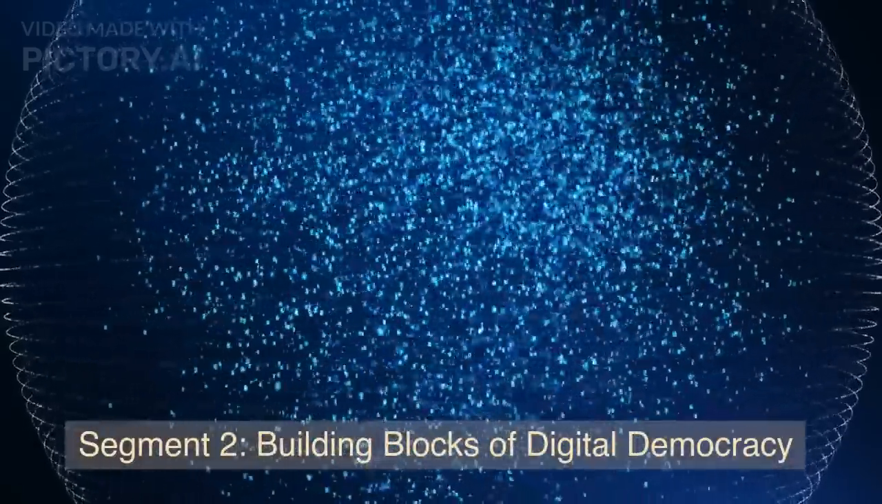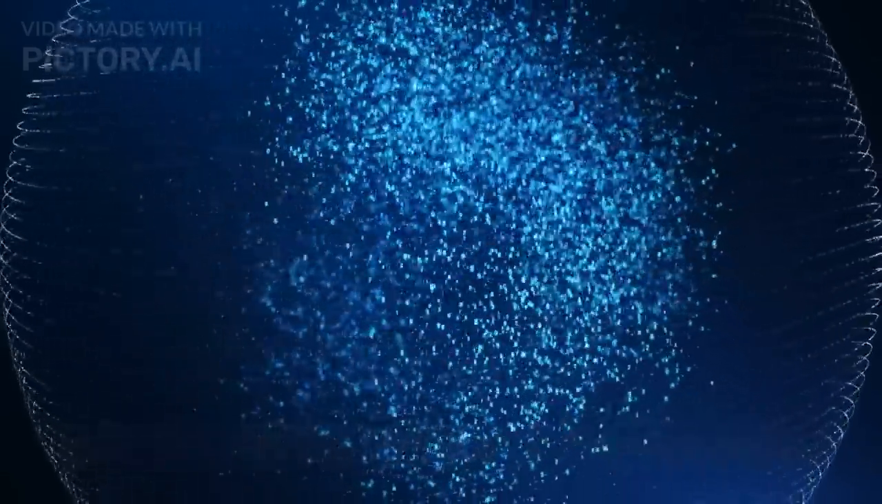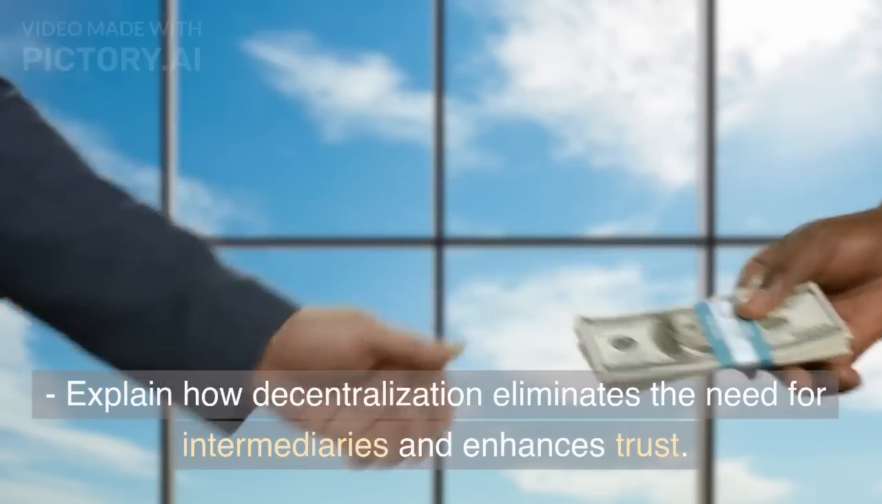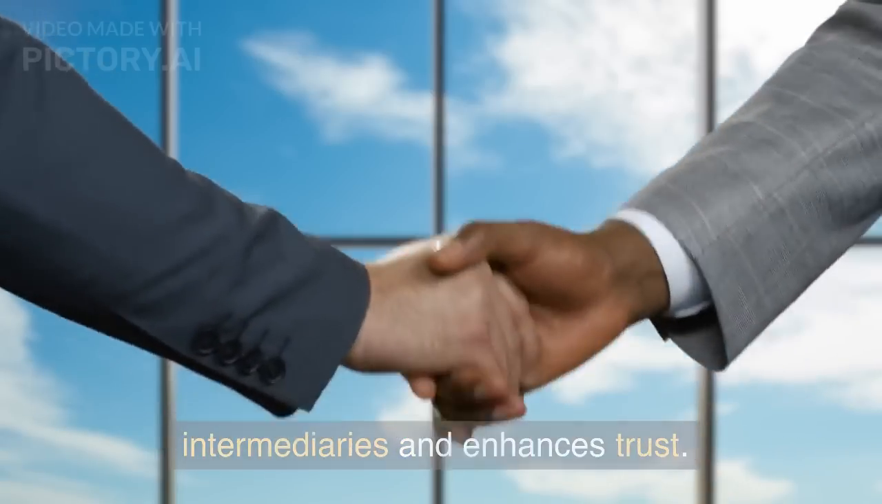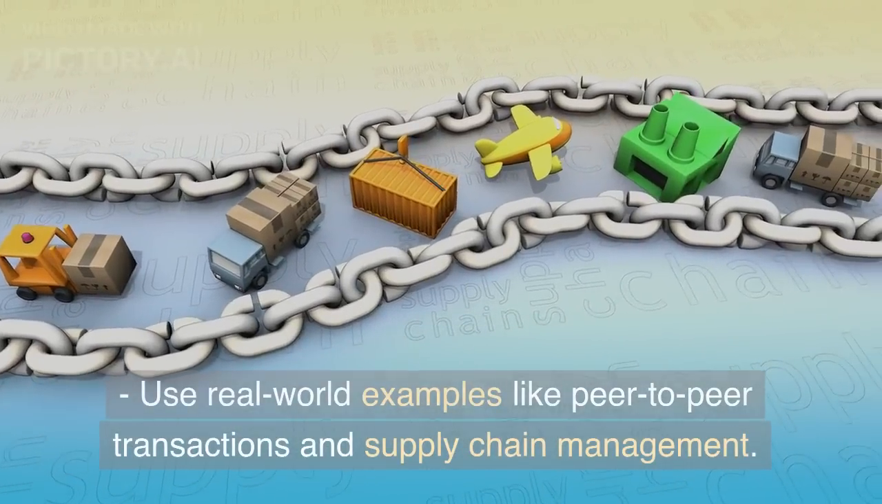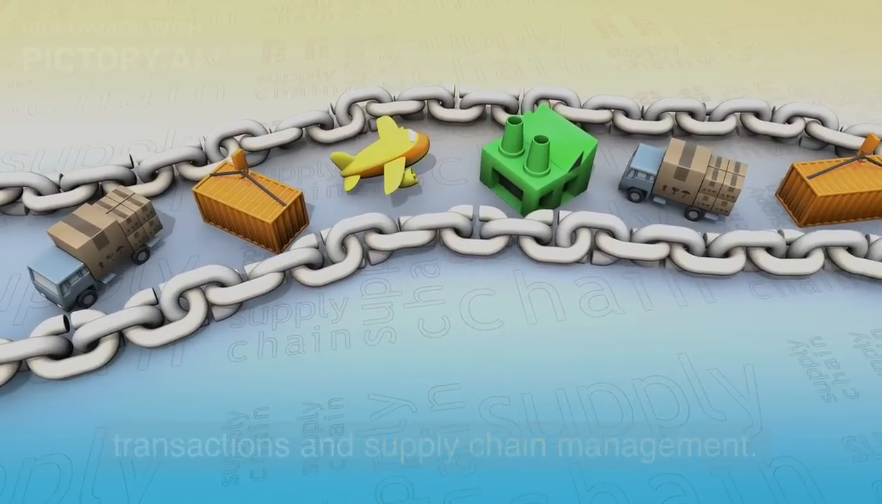Segment 2. Building blocks of digital democracy. 1. Decentralized systems. Explain how decentralization eliminates the need for intermediaries and enhances trust. Use real-world examples like peer-to-peer transactions and supply chain management.